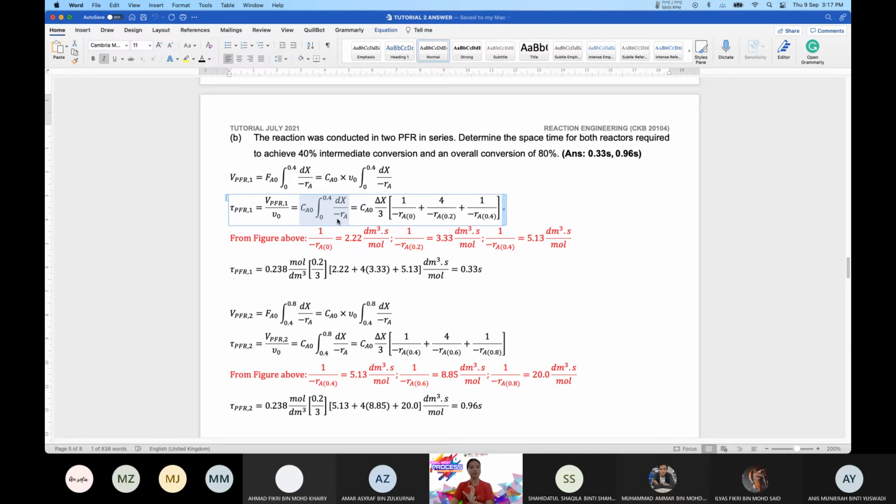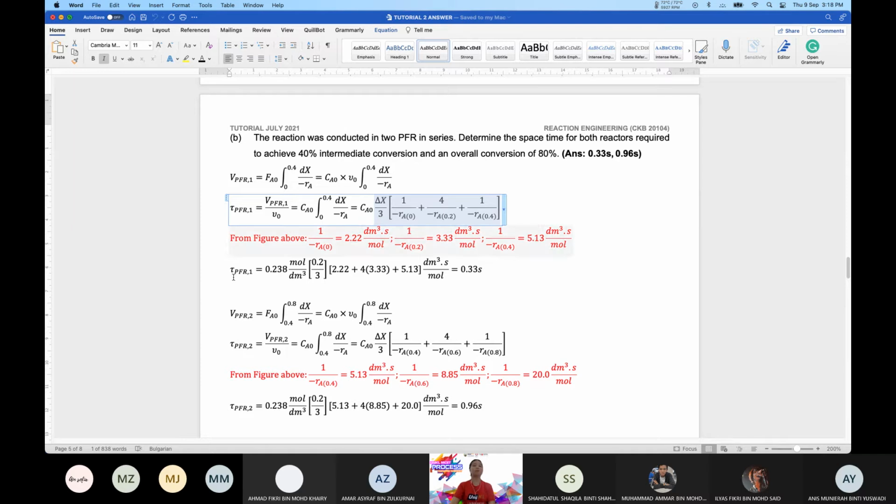But to solve it is no longer straightforward, because CA0 remains. The integral part we change into the Simpson 1/3 rule, because the integral part is what becomes Simpson 1/3 rule. The CA0 remains. So now you have already converted the reactor volume design equation into an equation for space time, by moving V0 from right to left.